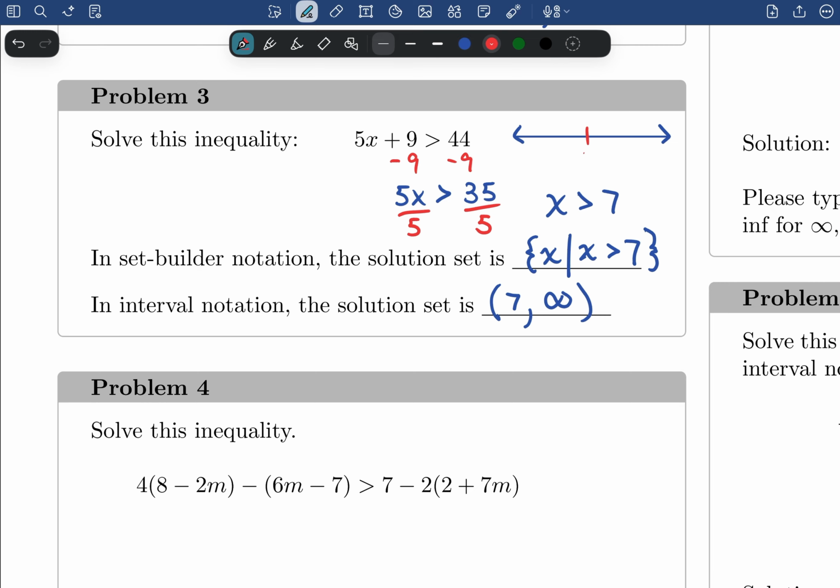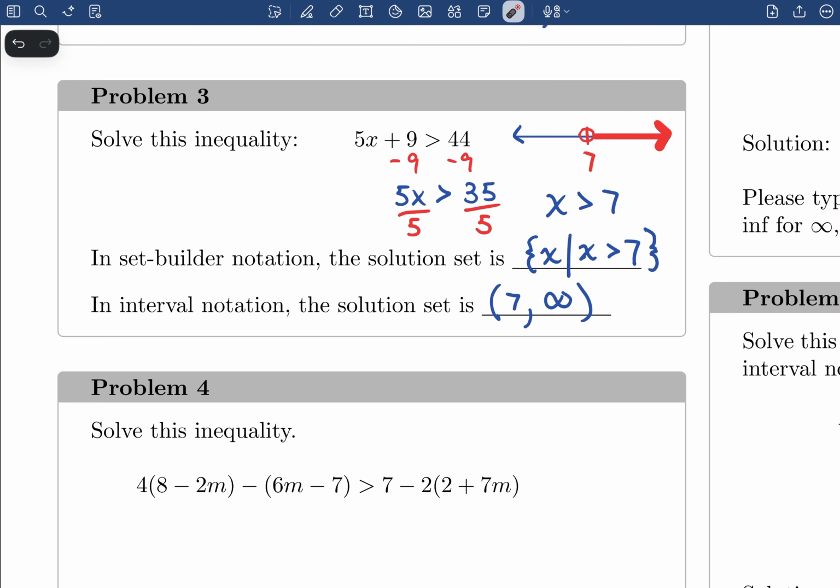And on that number line, place 7. And at 7, put an open dot, because x is greater than 7, it doesn't include 7. And now shade the region above it, because x, the variable, could be all values greater than 7. And that includes all the way up to infinity.